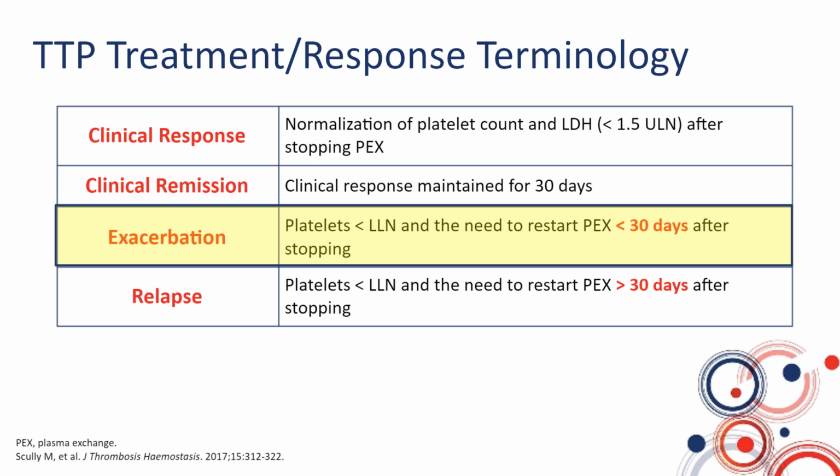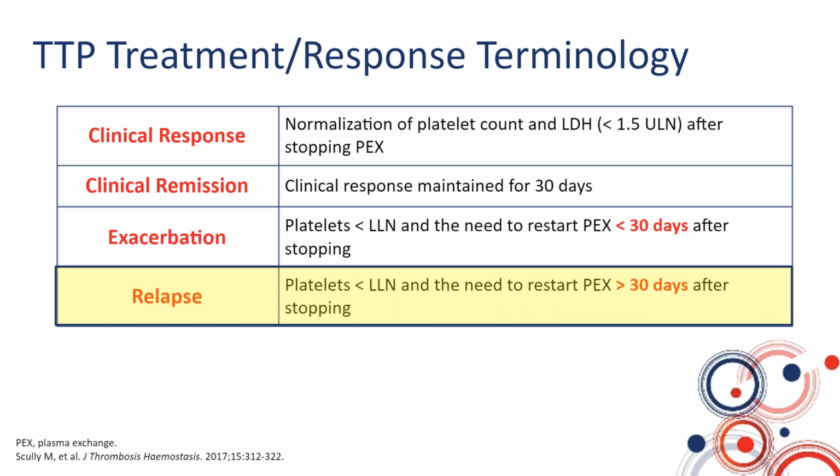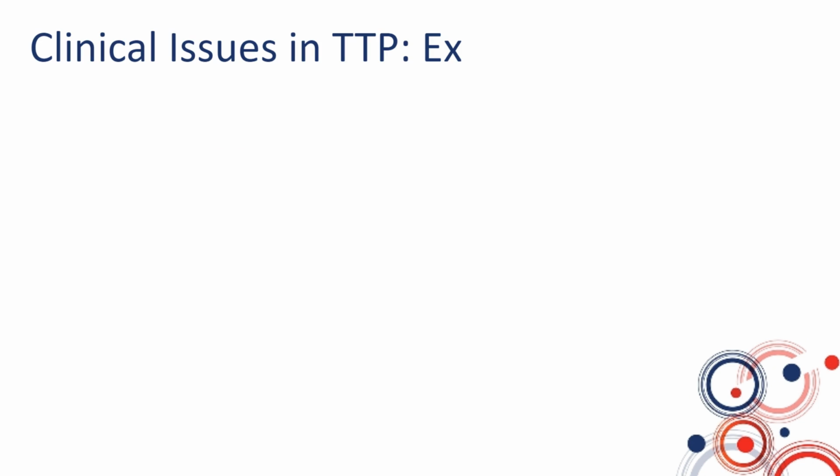Exacerbations are defined as platelets less than the lower limit of normal and the need to restart plasma exchange in the first 30 days after the last plasma exchange procedure. In contrast, relapses are similar. They're the need to restart plasma exchange therapy, but it's more than 30 days after the last exchange procedure. Really, the differentiation here is to look at exacerbations as really a continuation of a prior episode and not a new distinct episode. And relapse is occurring more than 30 days after the last plasma exchange procedure as a new and distinct TTP episode.